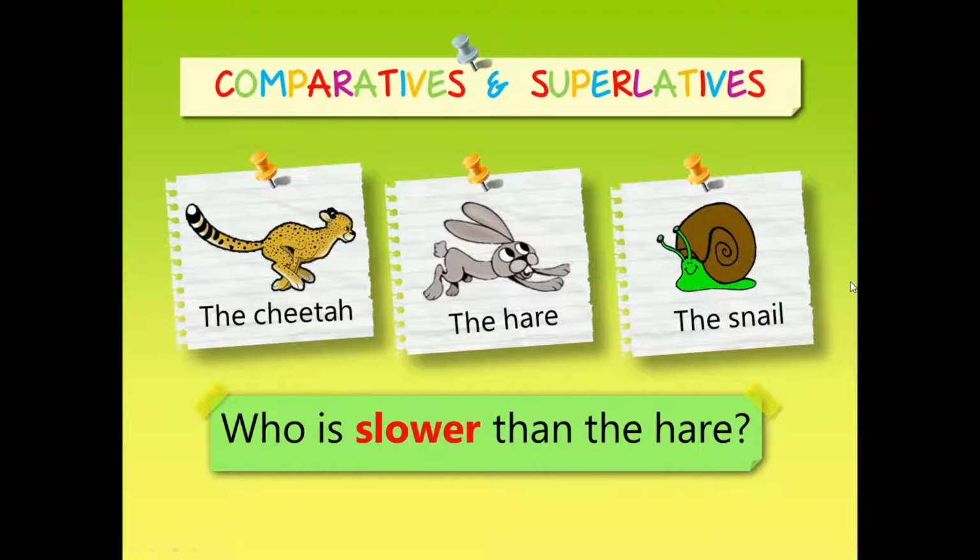How about these 3 pictures? Who is slower than the hare? What do you think? If you said the snail, you are correct. The snail is slower than the hare.